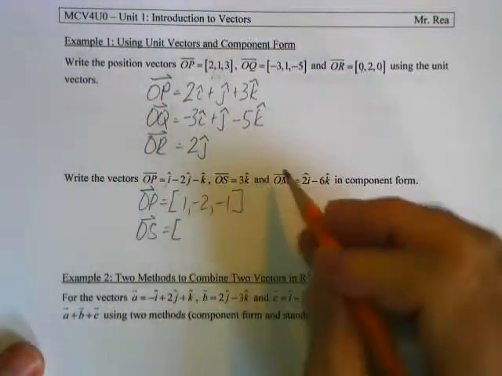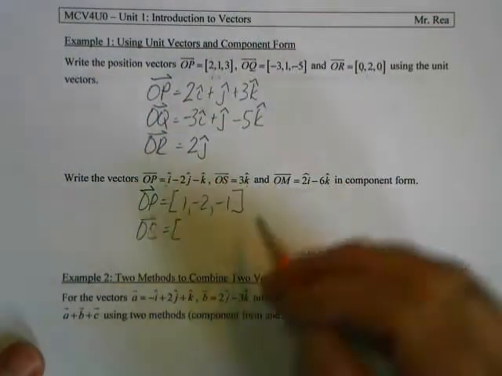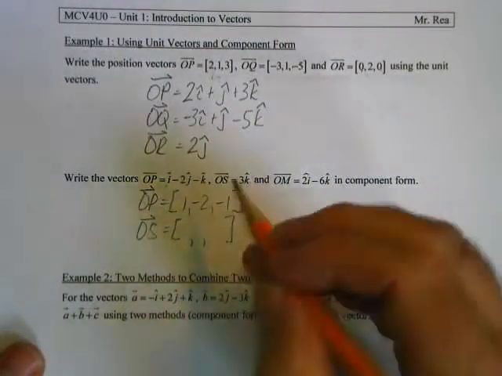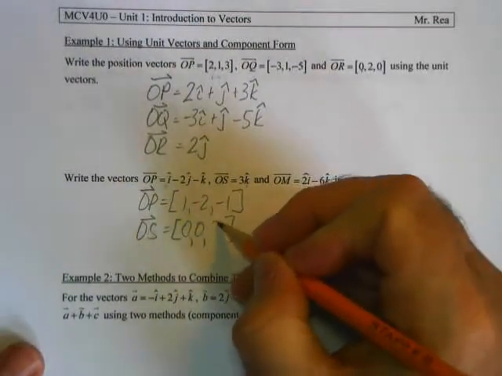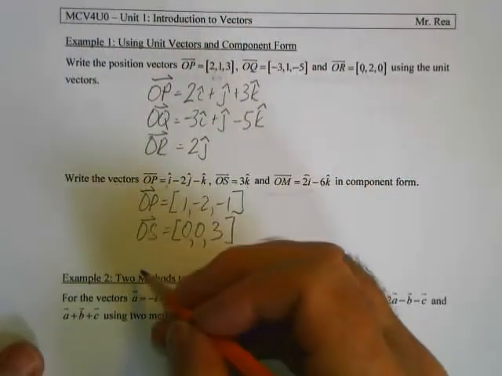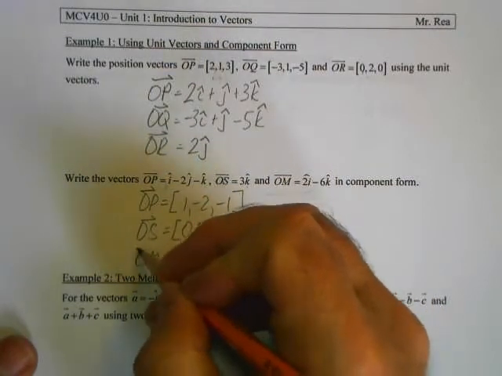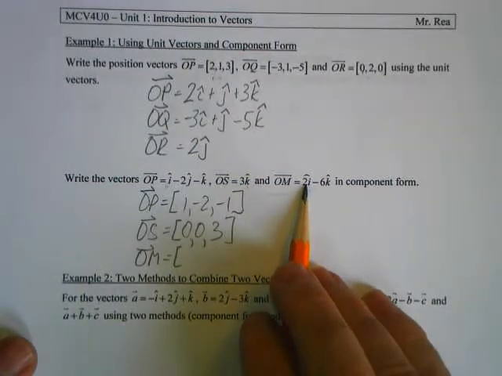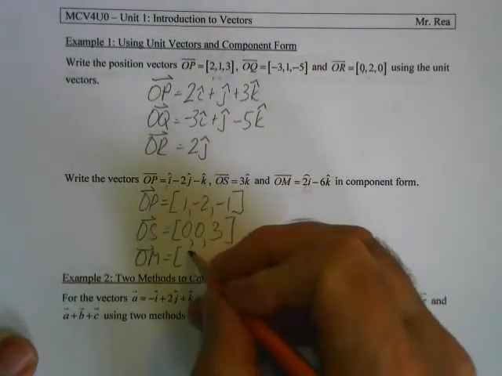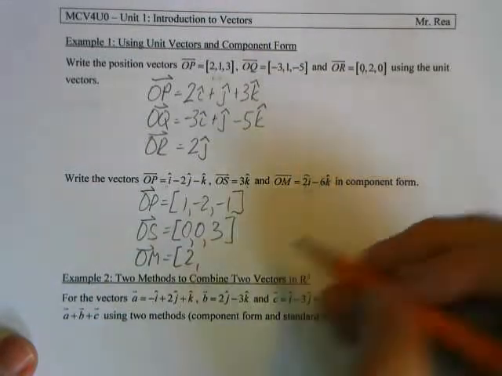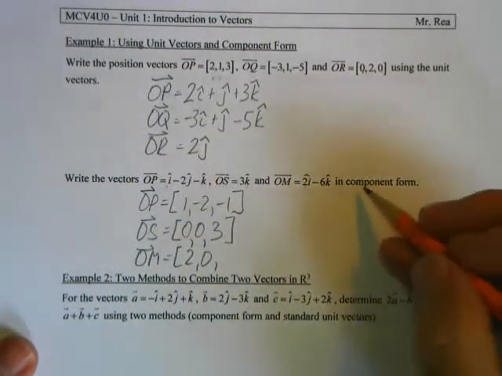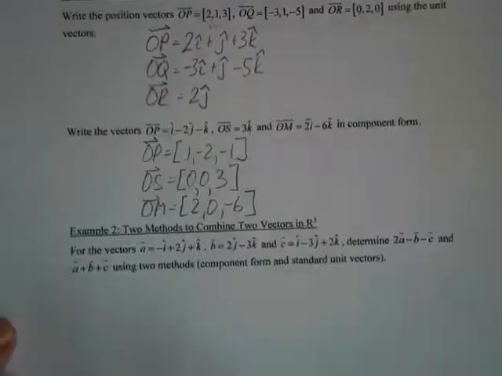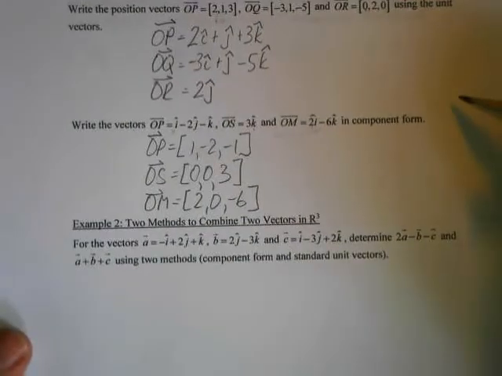OS is just 3k. So remember, k is the third component. So in terms of i and j, I have 0 of those, but I have 3 k hats. So write it like that. And then finally OM. I can see the scalar multiple for i hat is 2. I don't have a j hat component, so that would be a 0 there. And I have negative 6 k hat, so that goes in the third spot. Okay, so this is just an exercise moving back and forth between the two forms.